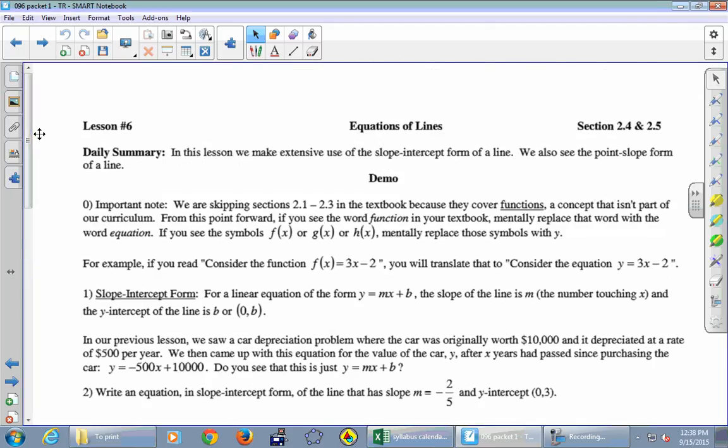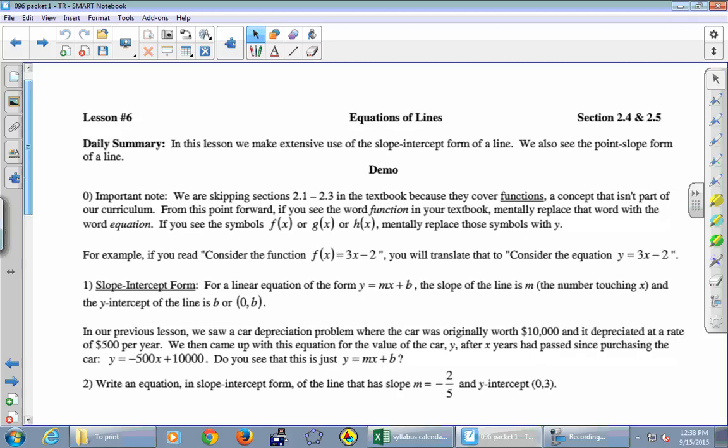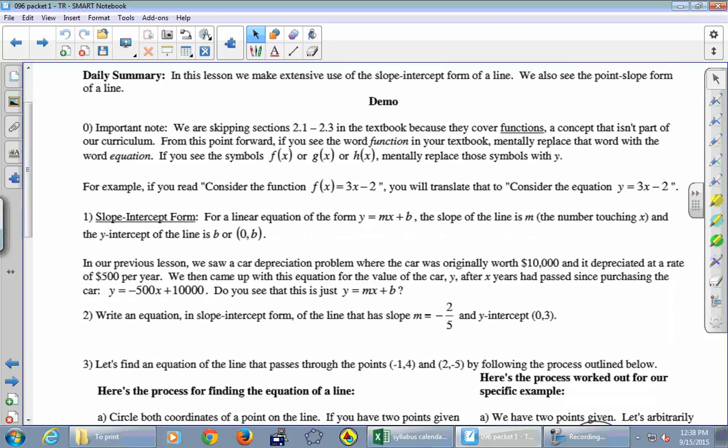So we'll start with our daily summary at the top of page 45. In this lesson, we make extensive use of the slope-intercept form of a line, and we'll also see the point-slope form of a line. This is a reminder. Oh, no, this is not a reminder. This is the first time we're seeing this. So here's an important note.